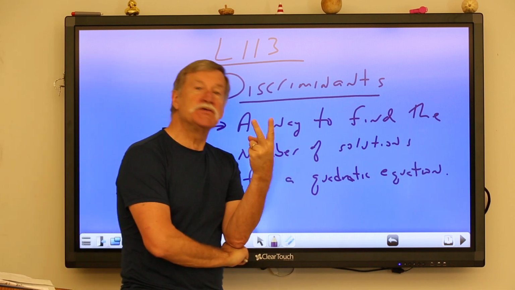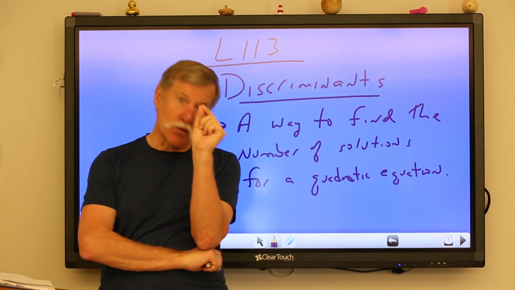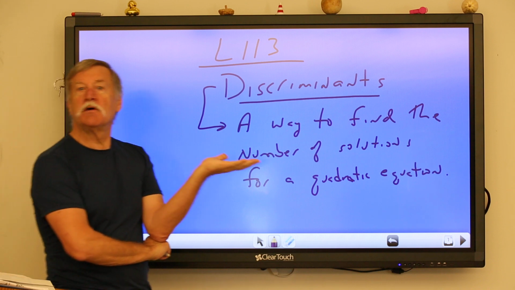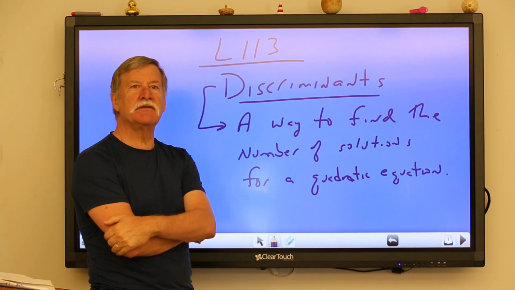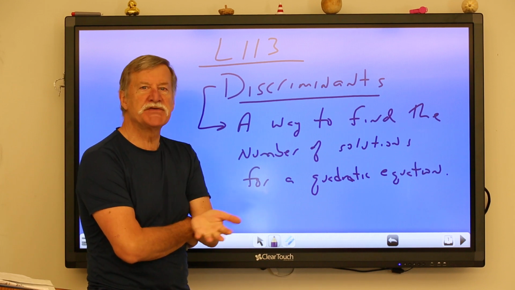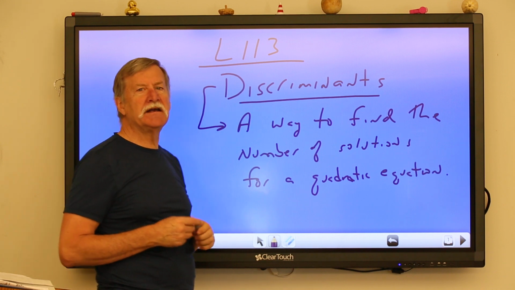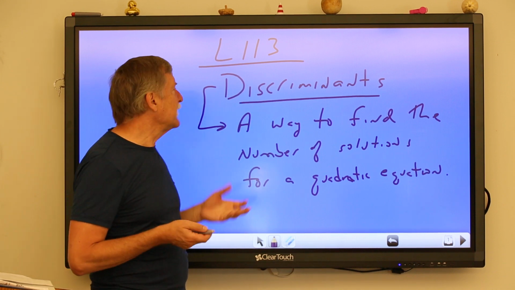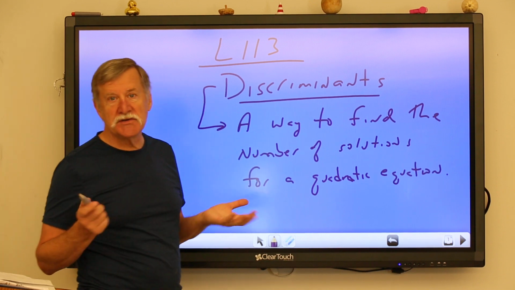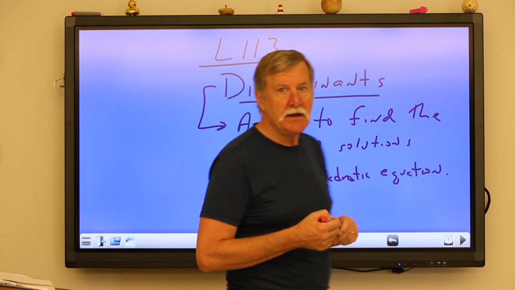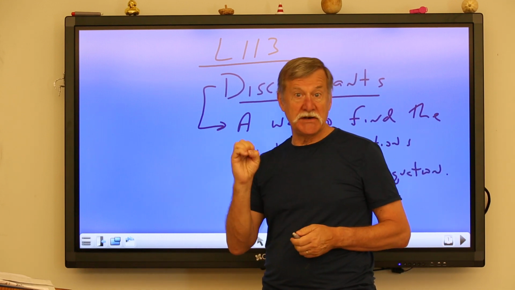Are you going to get two solutions? Will it cross the x-axis in two places? Will it only touch it at one place? Or will the parabola be floating above or below the x-axis and not even touch it and get no possible solutions? That's what we're talking about when we talk about something called finding a discriminant. A discriminant is a way to find the number of solutions in a quadratic equation. And your possibilities are 2, 1, or 0.